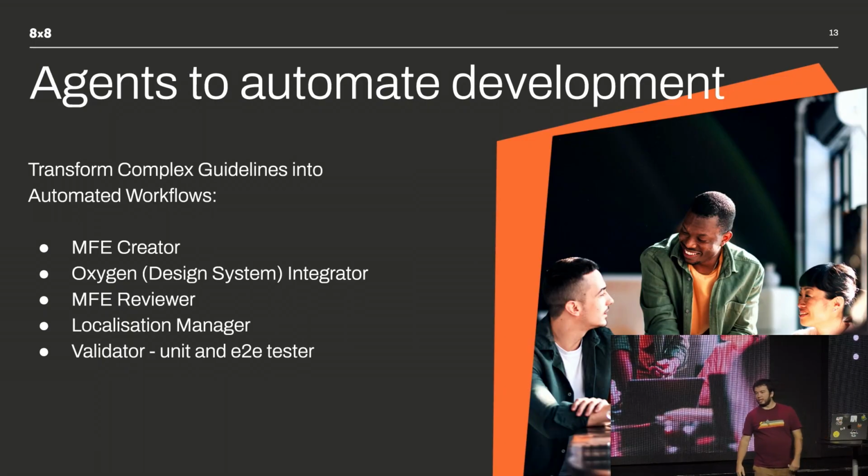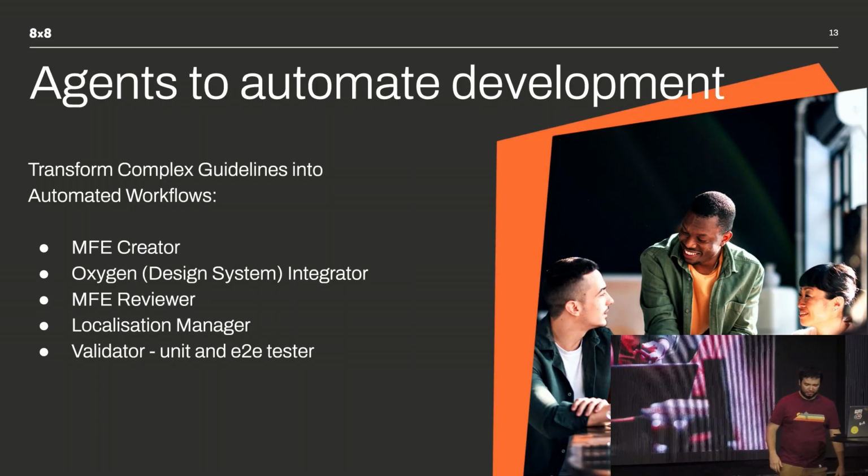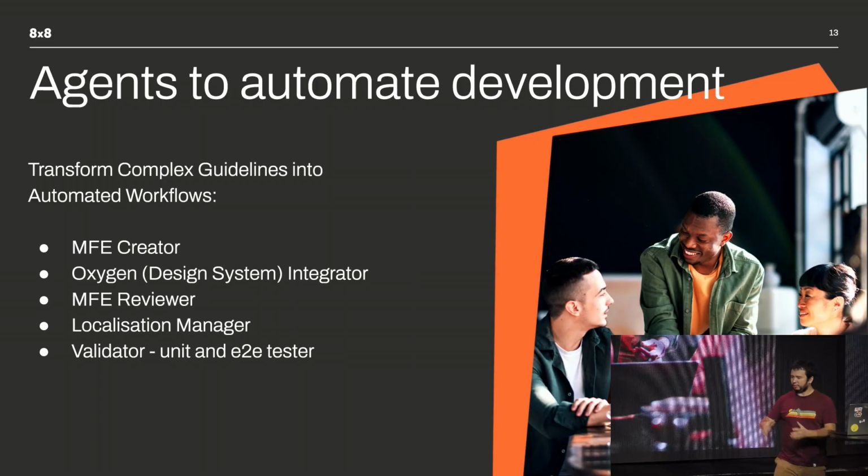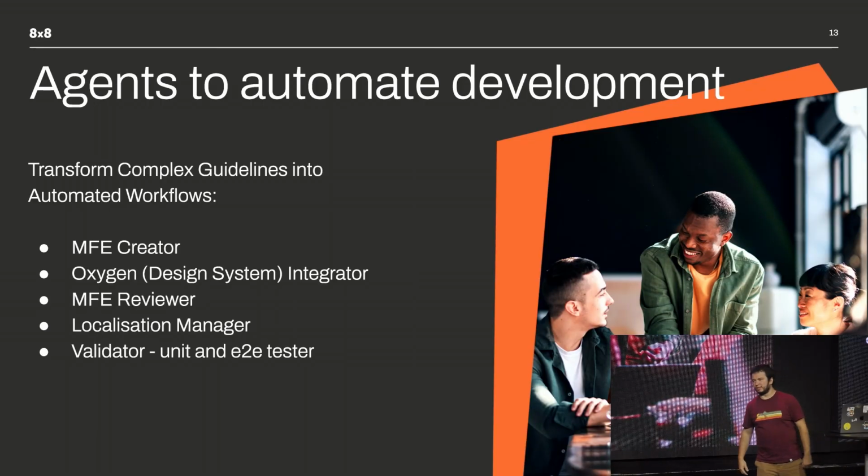Third item in the equation, sub-agents, agents to automate specific workflows. As we started to use AI for development, we realized that we have a rule set with more than 270 rules, and we split it up for specific tasks. We have a micro front-end creator agent, an Oxygen integrator agent, a reviewer agent, a localization agent which localizes our application, and a validator agent which creates tests.